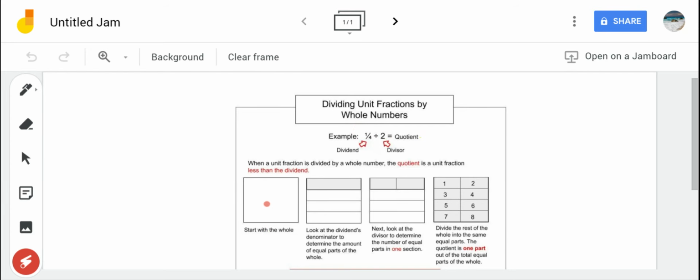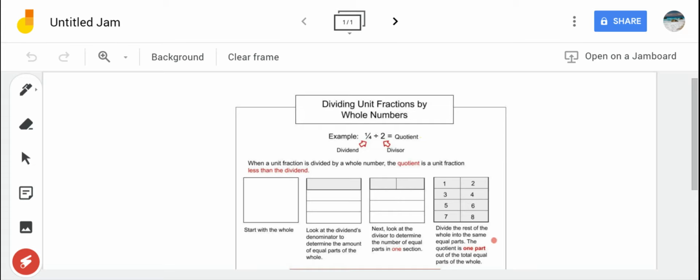We always start with the whole. This is the equation we are working with. The second step is to look at the dividend's denominator to determine the amount of equal parts of the whole. So our denominator here is 4. So we made 4 equal parts. Next, we have to look at the divisor, which is 2 here, to determine the number of equal parts in one section. So here is 2 equal parts in that one section.